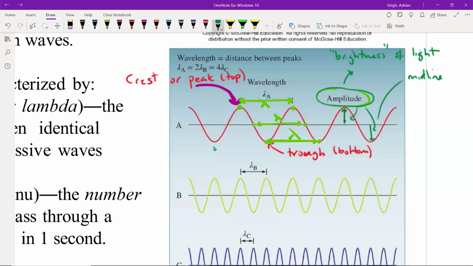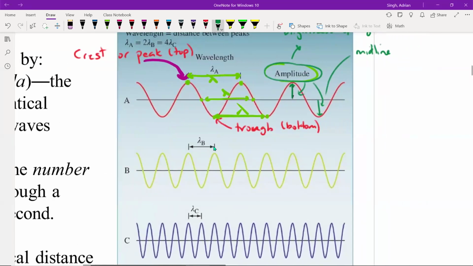Okay, so frequency is how many of the wavelengths pass by a particular reference point per second. Okay, so our frequency is how many wavelengths pass by per second.